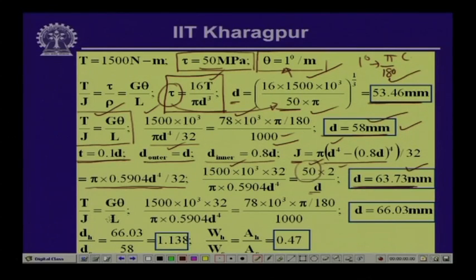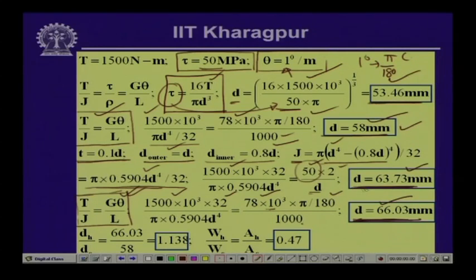Now, let us look into the rotational angle criterion, that the angle of twist should not exceed 1 degree per meter length. Then twisting moment T is 1500, J again we have calculated here as pi times 0.5904 d to the power 4 by 32. This is equal to G, which is 78 gigapascal, times 10 to the power 3, so much of megapascal, into pi by 180 radian, which is the rotation, divided by 1000, and here the D comes out to be 66.03 millimeter.